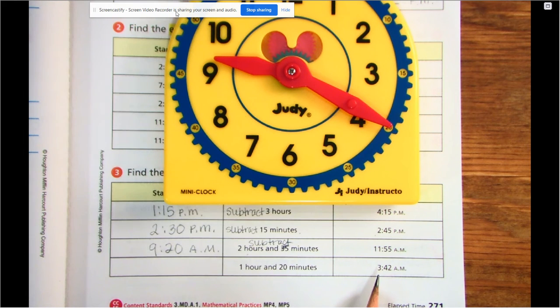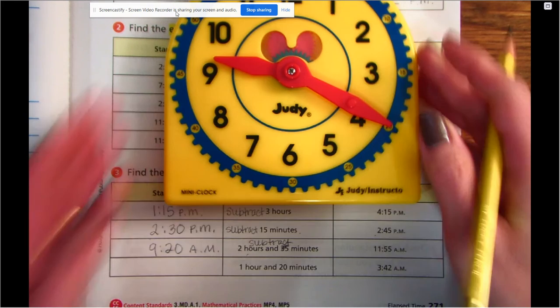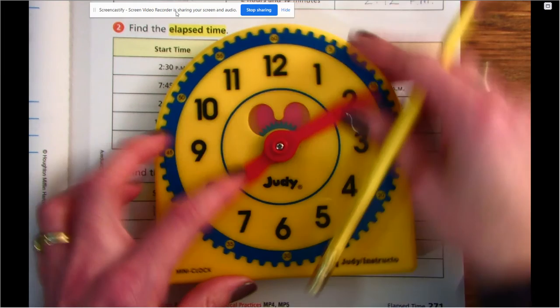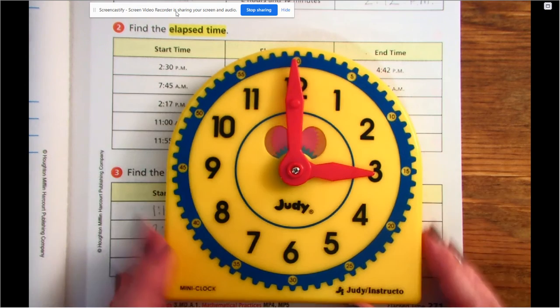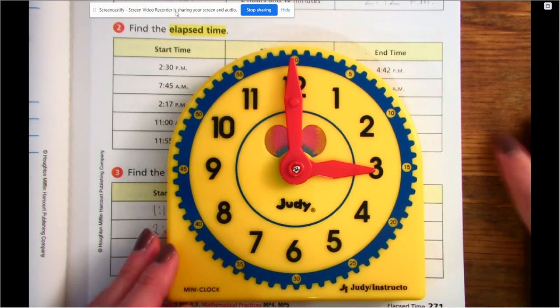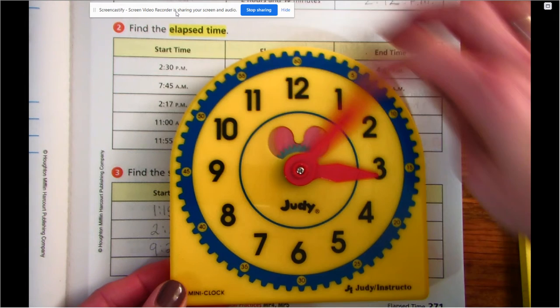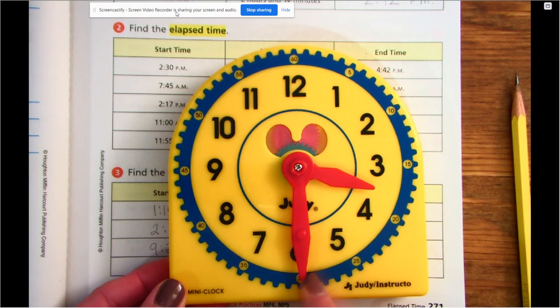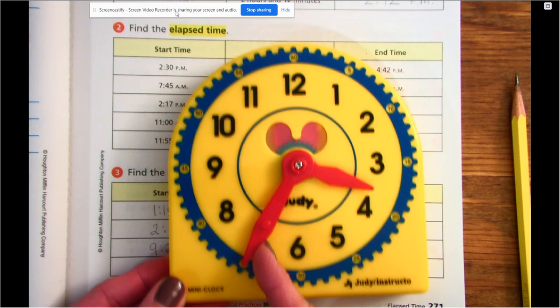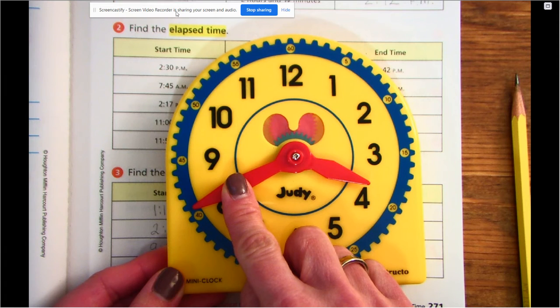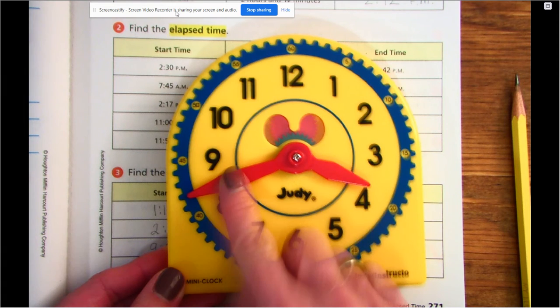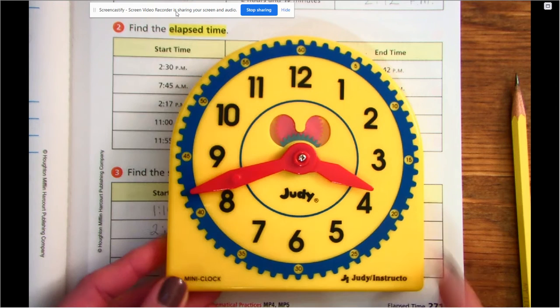One more to go, and then we're going to save the last part for another day. 3:42 a.m. So in the morning, really early. 3:42. Here's 3 o'clock. I'm going to go 42 minutes after because it's 3:42. Well, I know this is 30 minutes after. 35, 40, 41, 42. So I've got 3:42 on my clock. Okay, 42 minutes after 3.